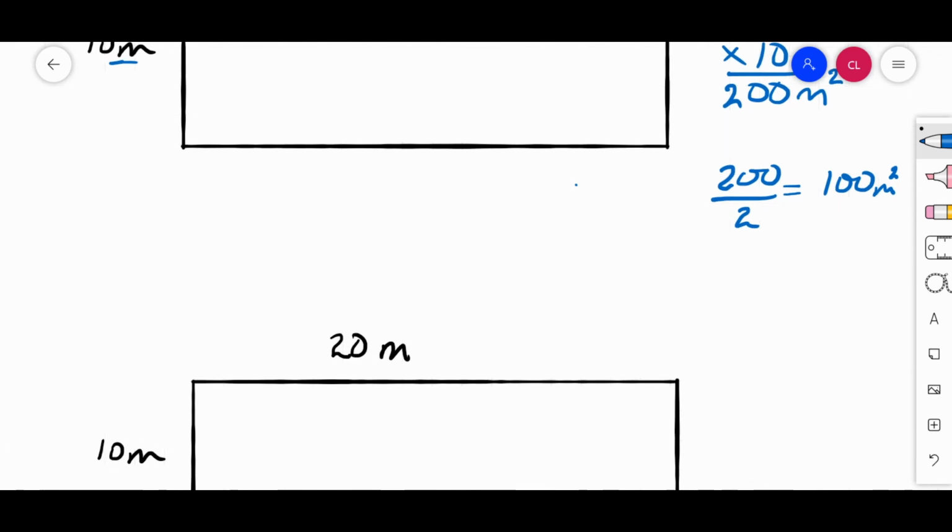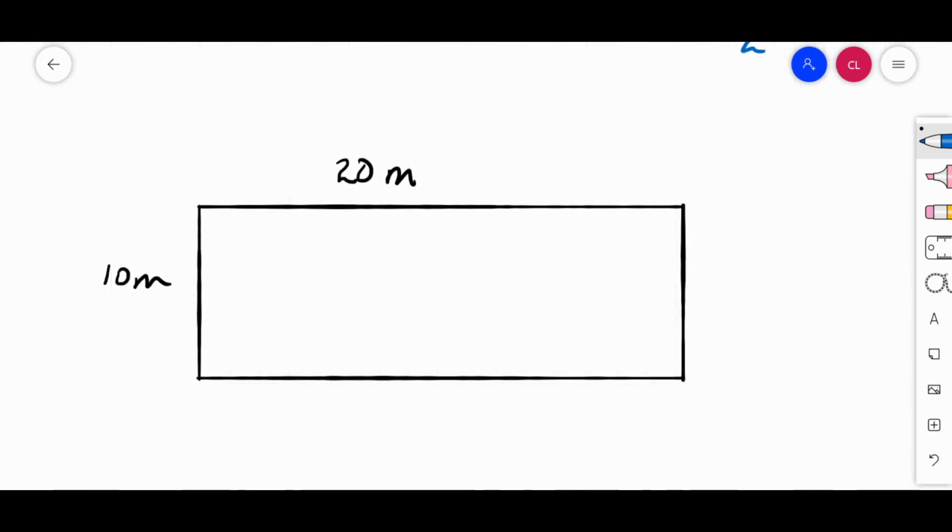Now, I just want to point something out to you. Some people might say, if they were supposed to get half, then we could simply cut the 20 in 2, and we have 10 here. Cut this in 2, and we will get 5 here. But 5 times 10 gives us 50 meters, which is a quarter of what we want. So how do we avoid making this mistake?